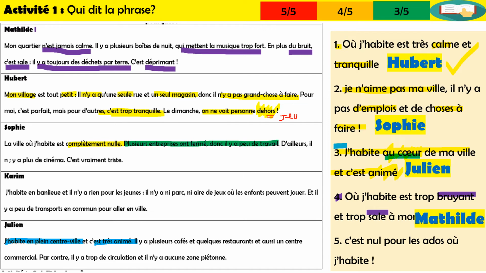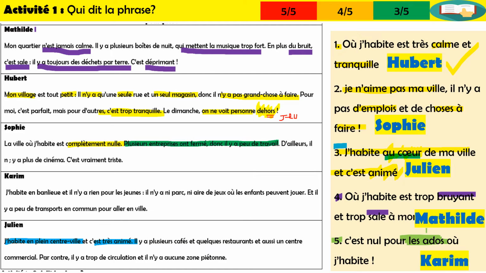Alors donc, et finalement, le dernier, numéro 5, voilà, c'est nul pour les ados où j'habite. Now, if you didn't know this word here, you'd be toast. Ado is short for adolescent, and adolescent is a teenager. So who complains that there's not a lot to do for young people? C'est Karim, voilà, and this is what it says.